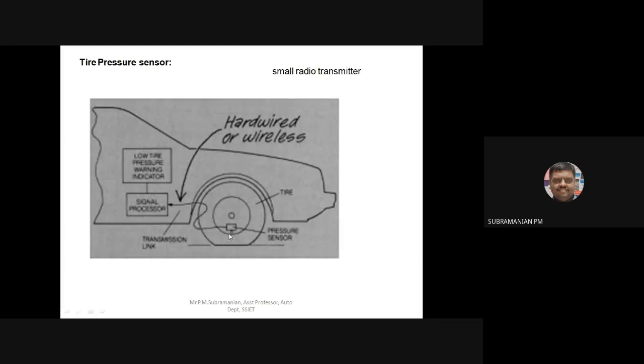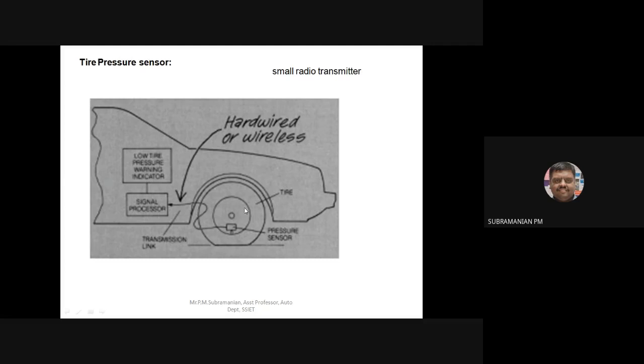Okay, so pressure sensor will be directly mounted into the valve. There, from the pressure sensor, I have to give an input. That is, I have to communicate to the signal processor. That is what I have to communicate. When the tire pressure is going below a particular value, say for cars, 28 psi, it is going less than 28 psi, say 23 psi, I have to give a warning to the driver.